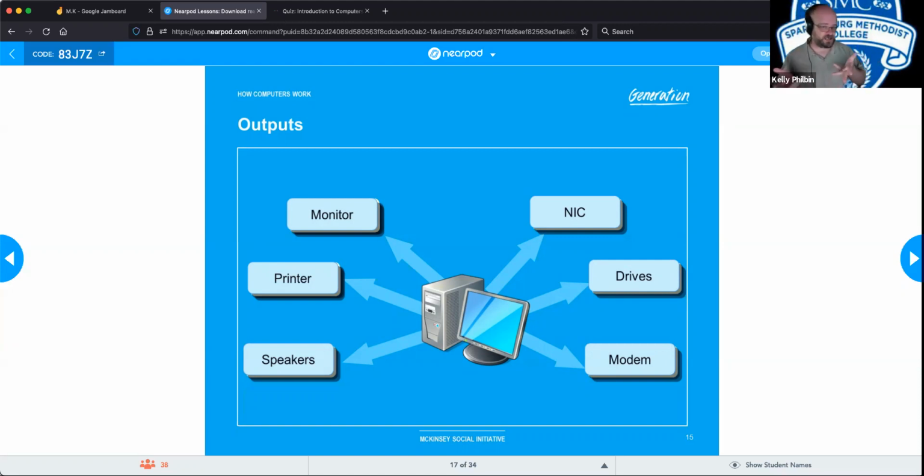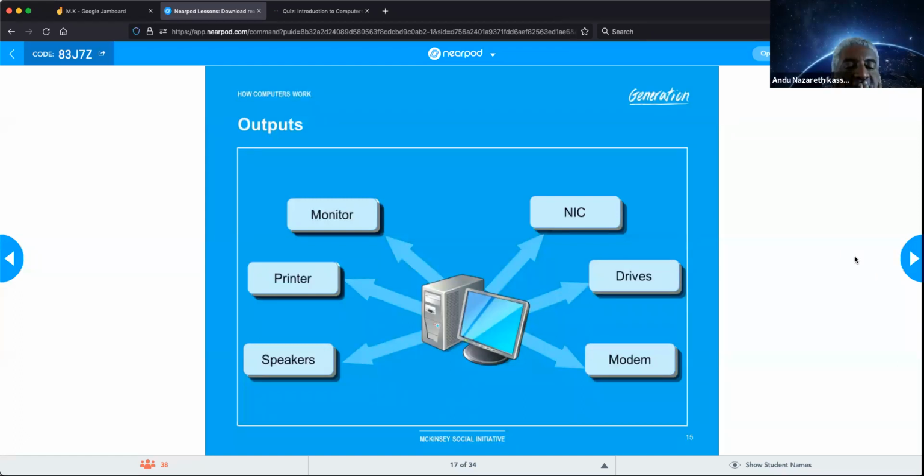VR goggles would be an example of input and output. They're giving you information on your monitors, but as you move your head, they're sending input to the computer to let it know your position and where you're looking and making those computations. So that would be both. Another one would be a gaming controller that has haptic feedback. When your character falls or gets hit, it sends a vibration to let you know. But it's also getting input from the controls you're pressing to send information to the computer. So that in and of itself could be input and output as well.